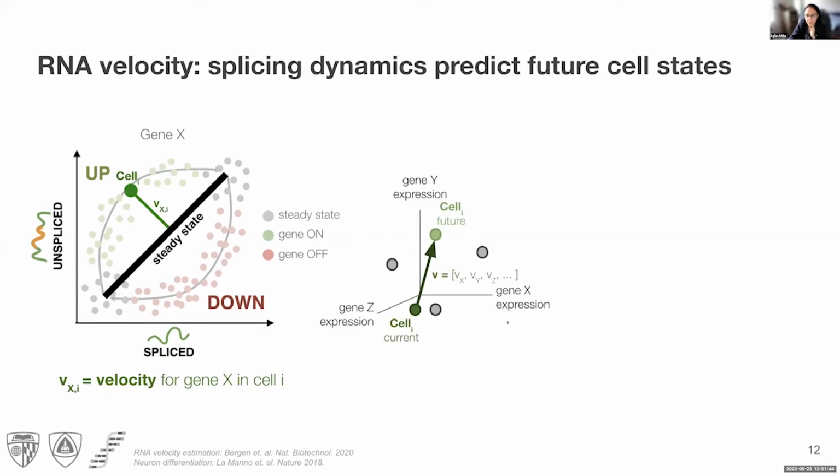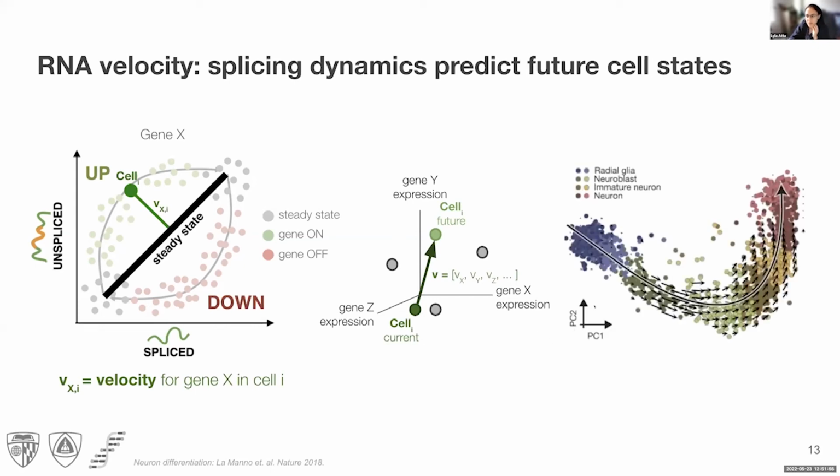You can do this for every gene in a cell, and you'll get an overall RNA velocity vector for that cell that tells you what that cell's transcriptional state is predicted to be sometime into the future.